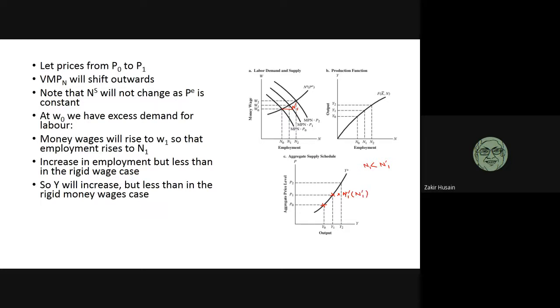So if you now draw the supply curve, it is going to be like this. So that means this is the rigid wage and this is the flexible wage. Which supply curve is more elastic? Flatter means more elastic. Rigid wage. Yeah.